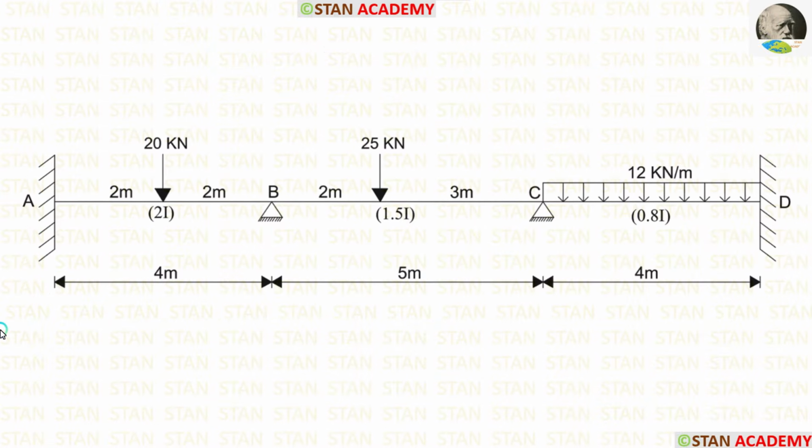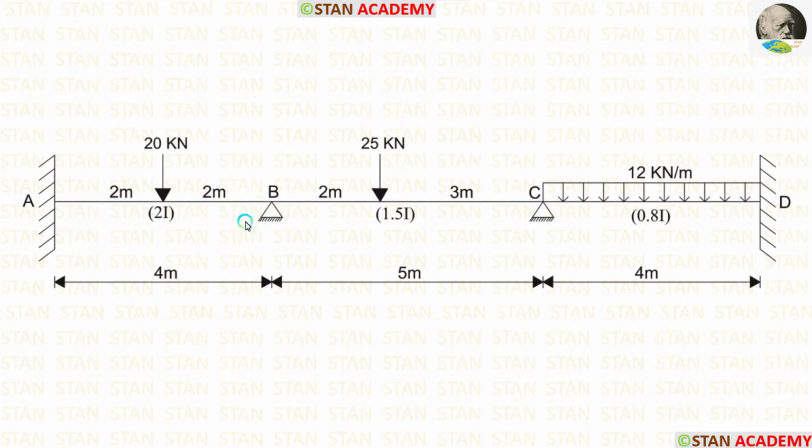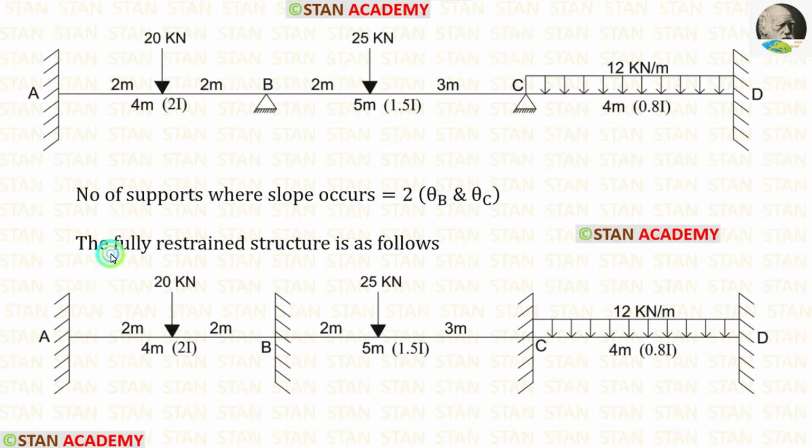In the stiffness matrix method, we have to check the number of supports in which slope can occur. Let us see the conditions. In the fixed support, there will be no slope. In the hinged support, there will be slope. Also, in the roller support, there will be slope. In this beam, in the points B and C, we are having hinged supports. So, the number of supports where slope occurs is 2.